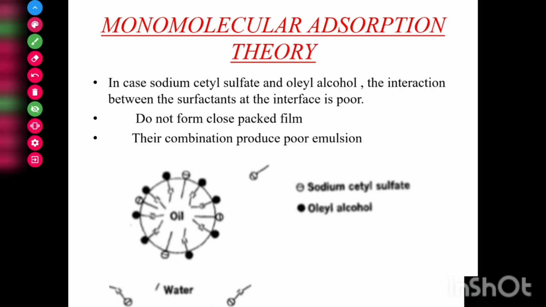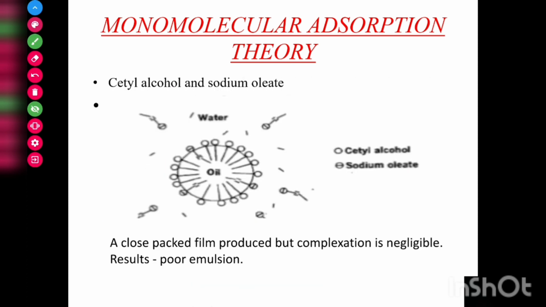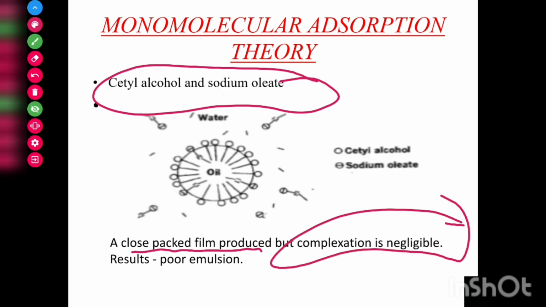Let's see another example. Sodium cetyl sulfate and oleyl alcohol. The interaction between the surfactants at the interface is poor. So here you can see there is no closely packed film. This combination does not form a closely packed complex film. Their combination produces a very poor emulsion. One more example, cetyl alcohol and sodium oleate. Here a closely packed film is produced but complexation is negligible, so it also results in a poor emulsion.